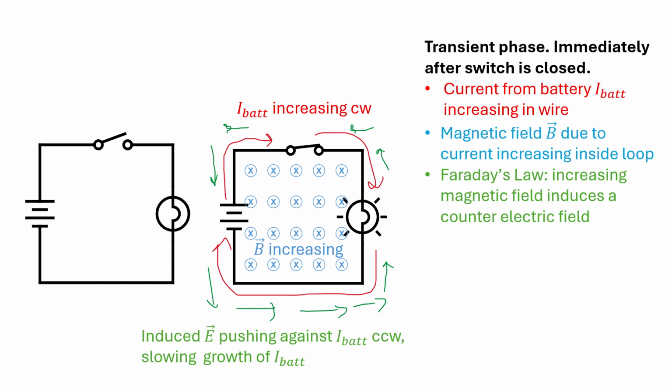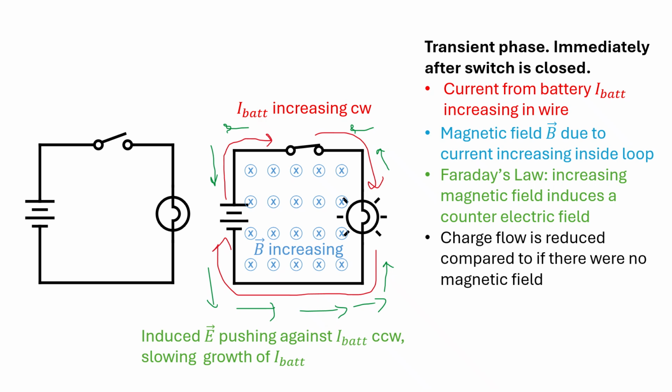The magnetic field that the circuit created is also creating an electric field that pushes back against the current that's trying to flow. So we have this induced electric field due to the changing magnetic field, and it's pushing back against the current from the battery, I_BAT. And this slows the rate at which the current grows compared to if there were no magnetic field. Of course, there always has to be a magnetic field, but if that weren't the case, we wouldn't get this pushback.